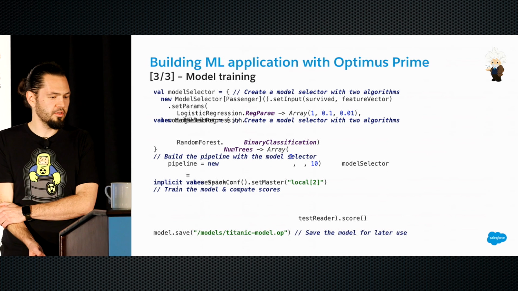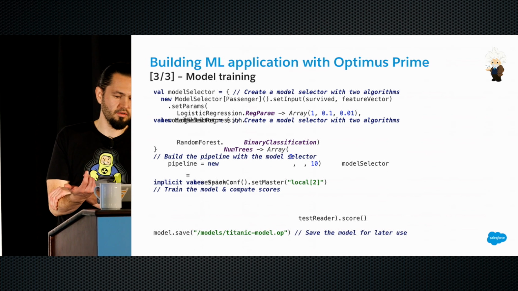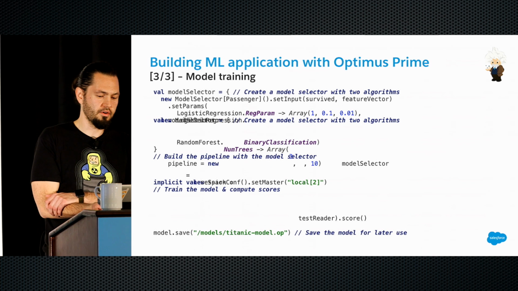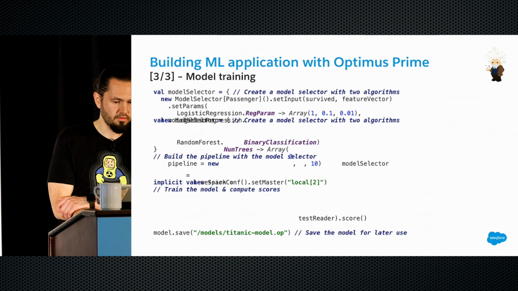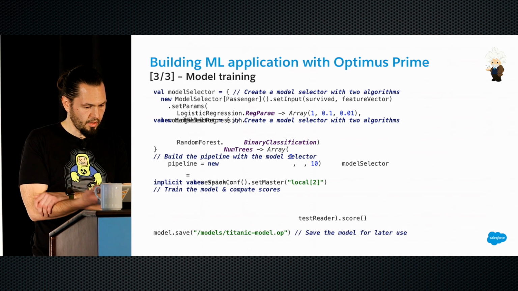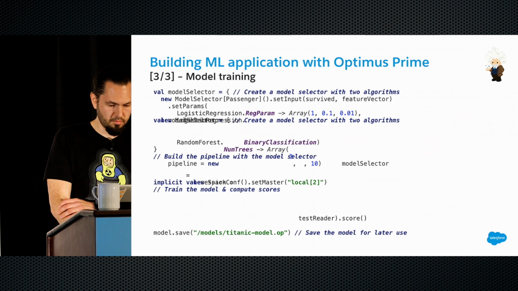So I would create a model selector that would pick a list of algorithms here, not only logistic regression, but you can specify multiple algorithms. And then eventually you would do the Spark.